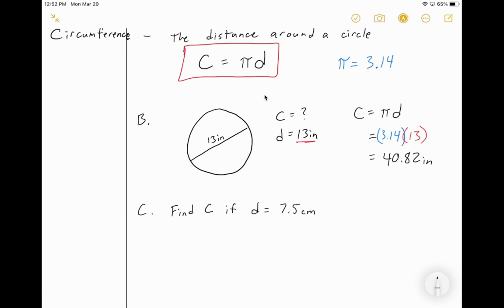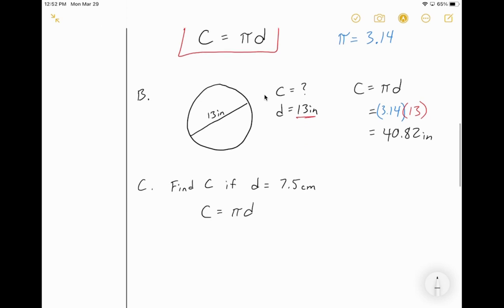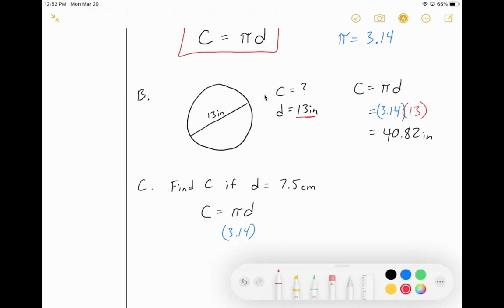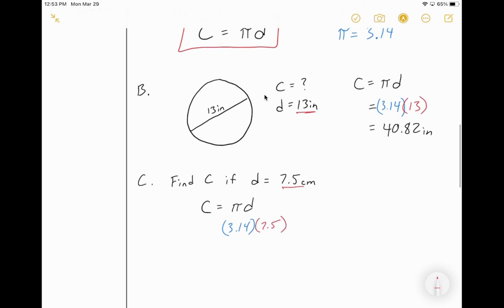All right. Anyone else want to give a shot? Okay, here we go. Here's the formula, right? C is equal to pi times diameter. So again, pi, we're going to use 3.14. And D is 7.5 right here. So go ahead and multiply those two numbers.